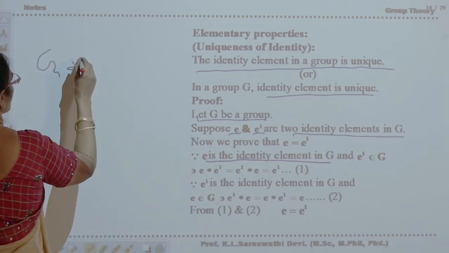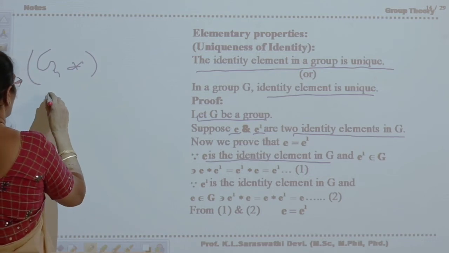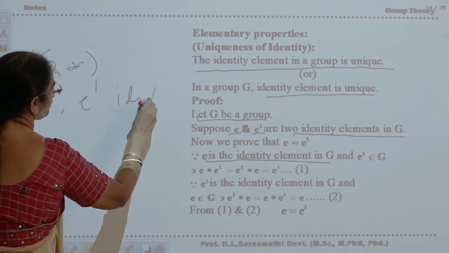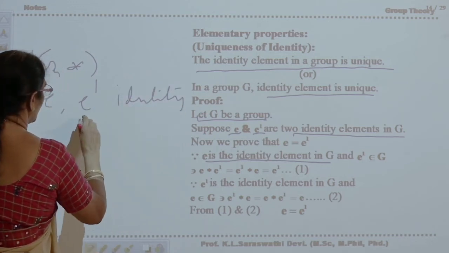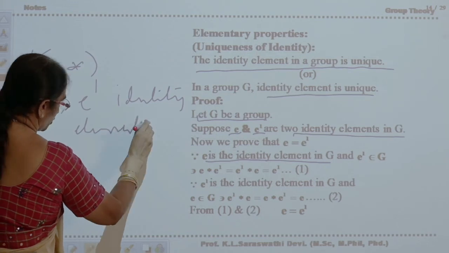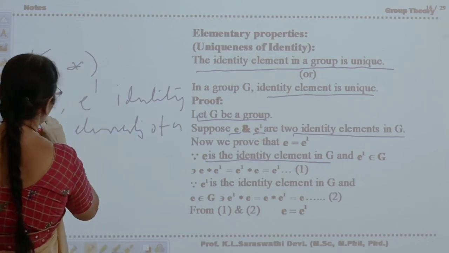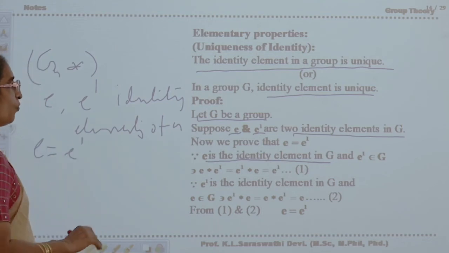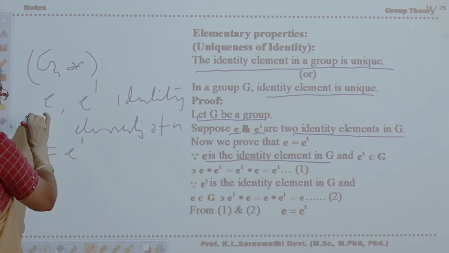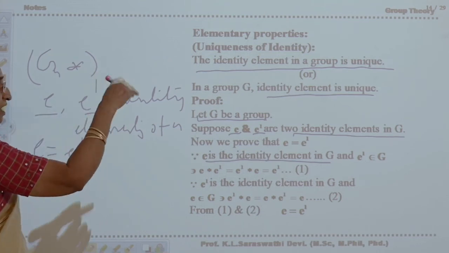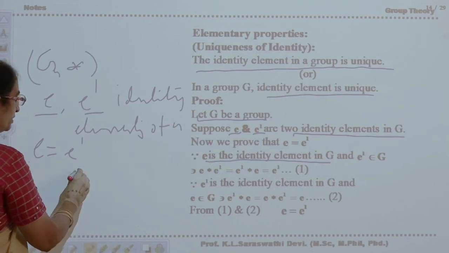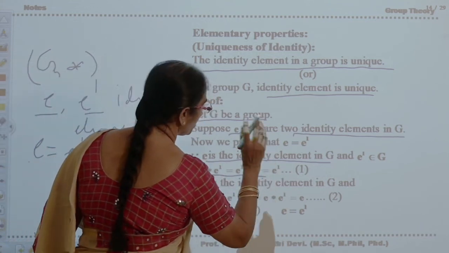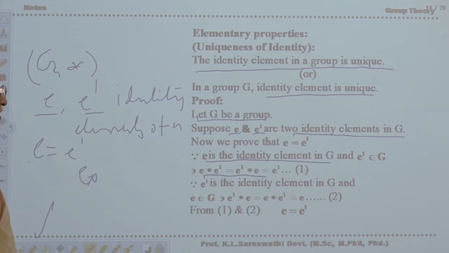G is a group with respect to star you have taken. Now E and E dash both are the identity elements of G. Is it or not? You are assuming. Now what you are going to prove? E is equal to E dash you have to prove. In order to prove that E is equal to E dash, take E as the identity element, E dash is any other element in G, then E star E dash is equal to E dash star E is equal to E dash. Is it? Now E dash is an element.